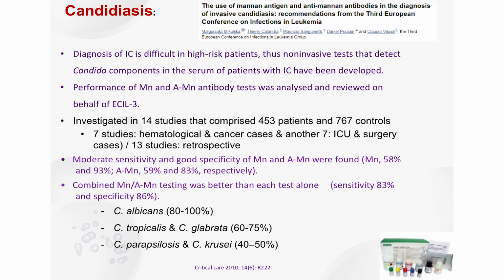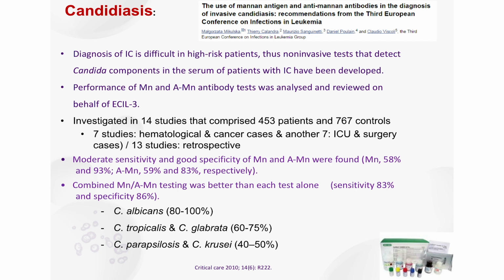This is not so updated. In 2010, they tried for candidiasis. I'm going to talk about each important disease, like candidiasis. The diagnosis of invasive candidiasis in a high-risk patient is still difficult, and how can we do it?